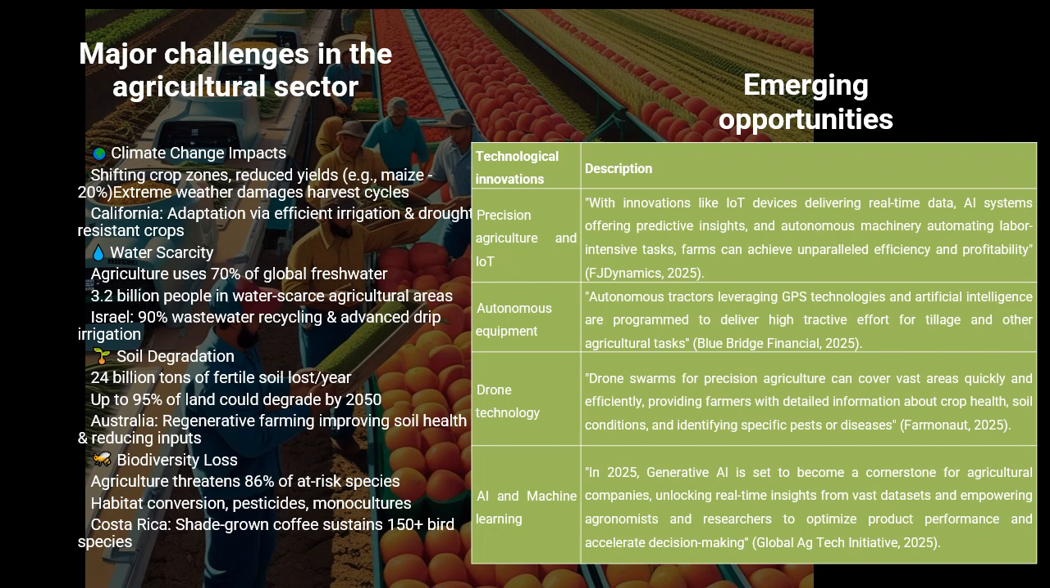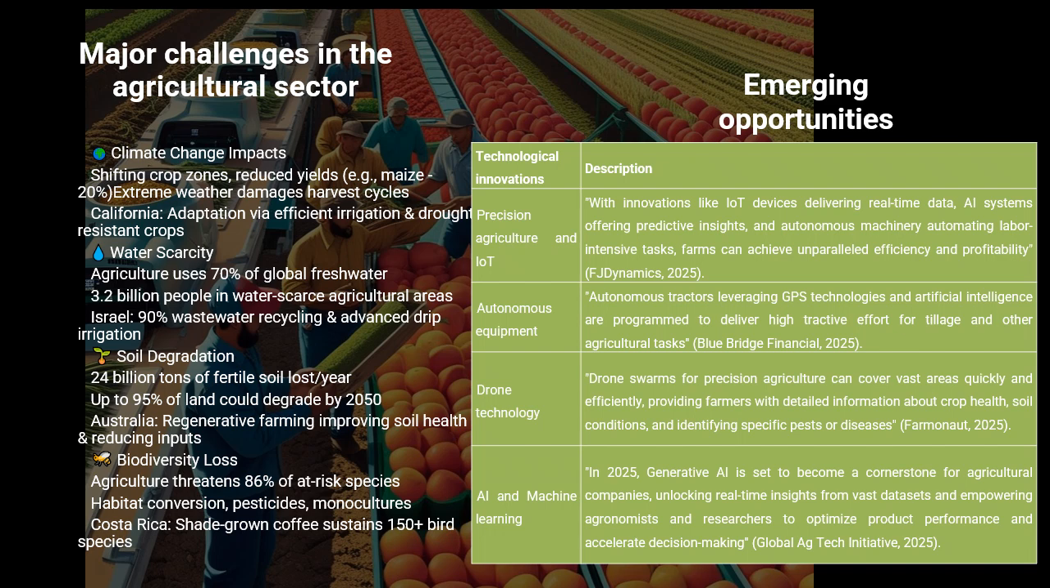Climate change impacts are intensifying, with shifting crop zones and reduced yields in many regions. Maize yields, for example, could decline by 20% in affected areas. Extreme weather events are disrupting traditional harvest cycles. California agriculture demonstrates adaptation through efficient irrigation systems and drought-resistant crop varieties.